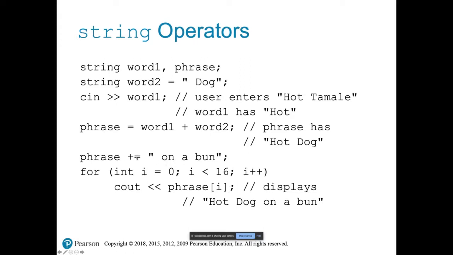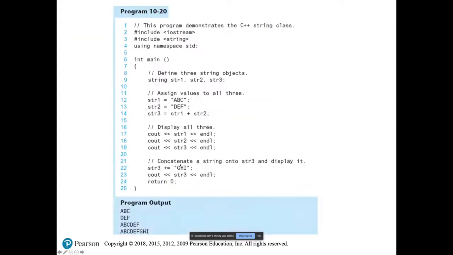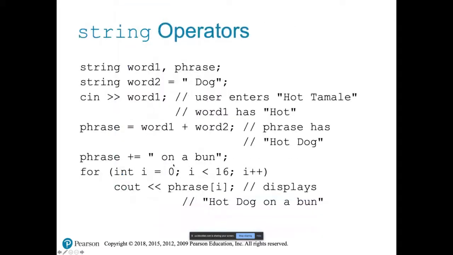So now phrase right here is hot dog. But now they're using shorthand notation to append, concatenate, on a bun to this. Then they're couting this phrase one character at a time. Since this is a string, they could have just put phrase and it would be hot dog on a bun. It would display it. But they want to show you that you can go character by character.